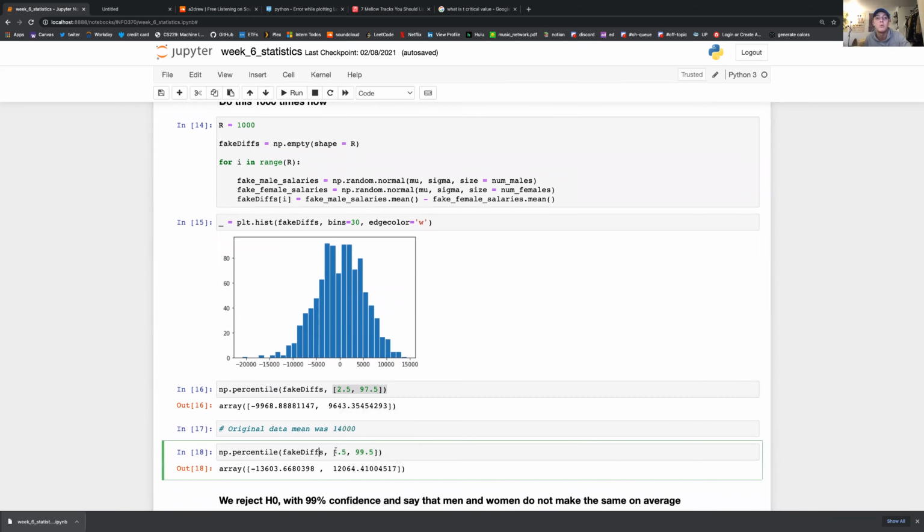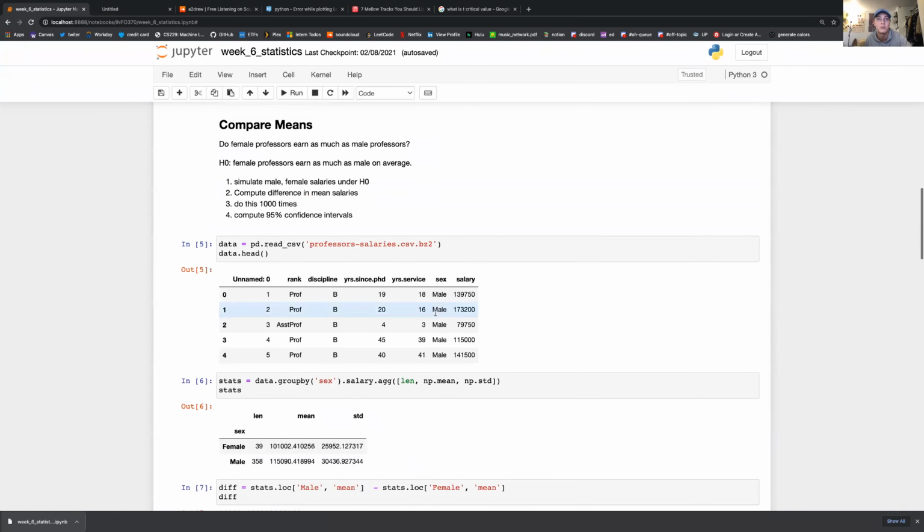We do this again, but with a 99% confidence. Once again, what this is saying is under this simulated world where they make the same, the likelihood that we would observe this difference of 14,000 isn't even captured yet. So in less than 1% of our simulations where they have the same income, do we observe data like we saw here.